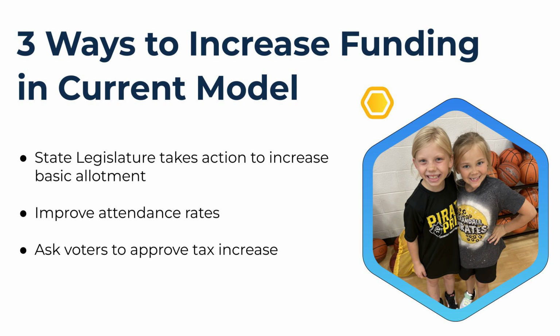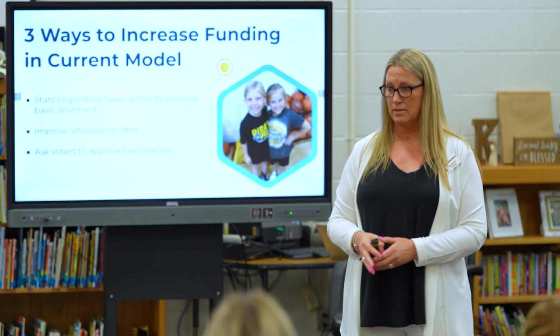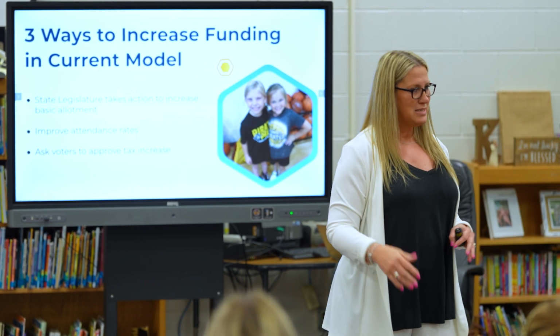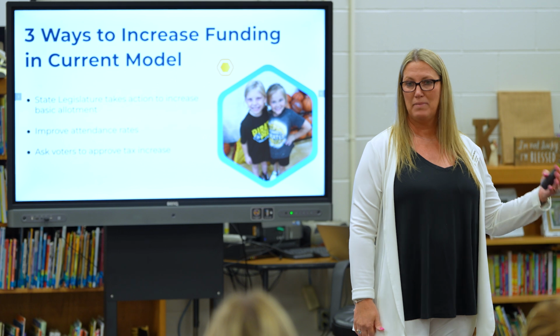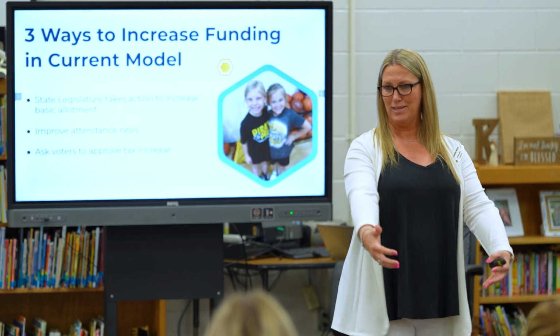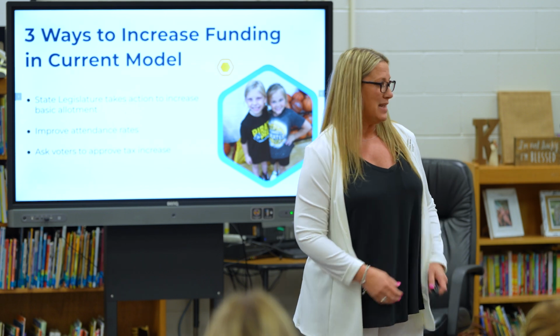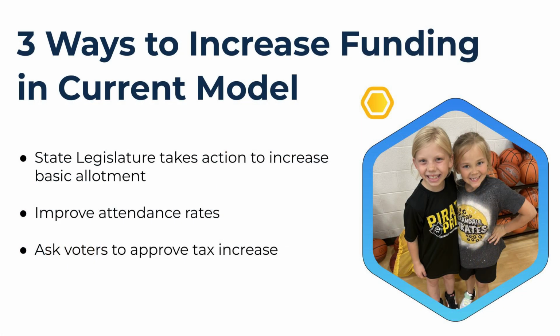Bullet number 2 is improve attendance rate, because all of our funding is around the percentage of our students that attend school. And we're doing that. We're working on attendance, and that's why you get hounded every day, because this is how it affects the money, which affects the yellow bucket, which affects your paycheck, right? The last thing, the only other way to get more money is to ask voters to approve a tax increase. And so that's what we're going to be asking our voters to do.